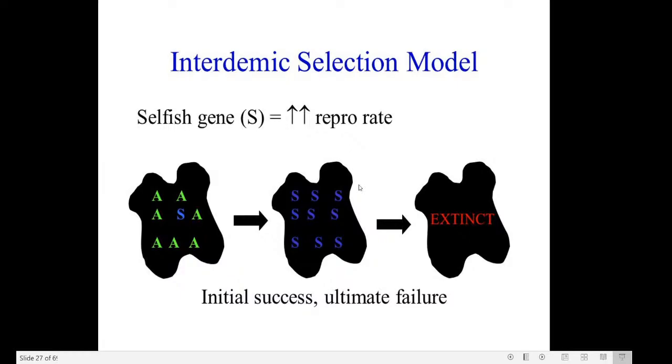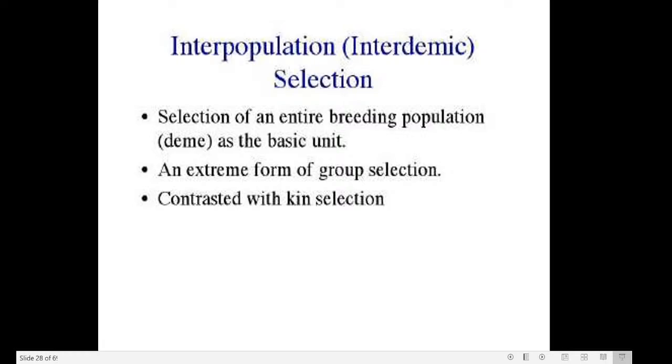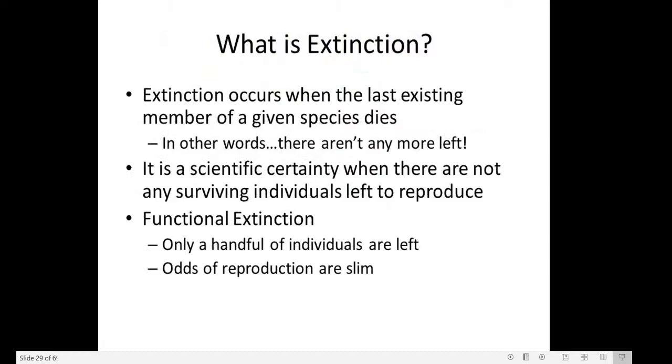Is the interpopulation, the endemic selection. So the selection of the entire breeding population as the basic unit. The extreme form of this group selection is very important. It's contrasted with kin selection, that is a case selection based one. This is the interdermic.